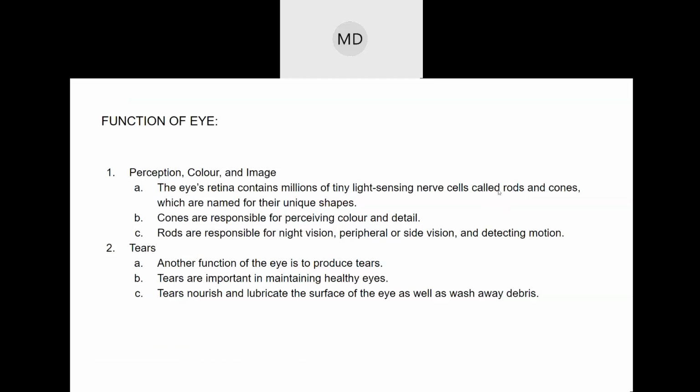In the night also, the dark also, we can see some things, right? It is not like we are completely blind at the night. No, we can see at least some, to some extent we can see at the night. So that night vision is due to the rods present in the eye's retina. Okay, and what is next is peripheral and side vision. What is peripheral and side vision?